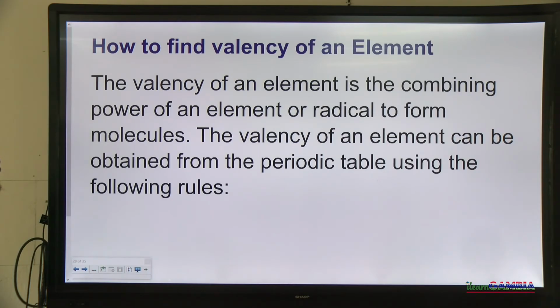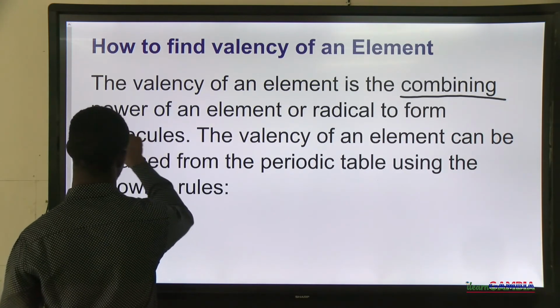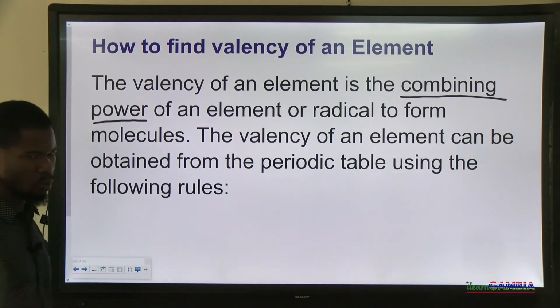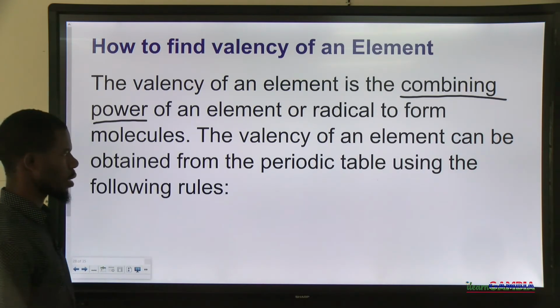Now, how do we find the valency of an element? The valency of an element is the combining power of that element or radical to form molecules. The valency of an element can be obtained from the periodic table using the following rules. When we want to find the valency of an element, remember the key word here is combining power. Combining power of an element is what we call valency. It can be an element, it can be a radical.